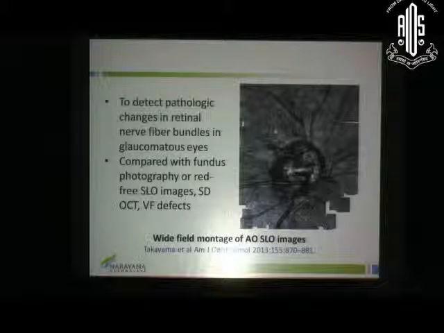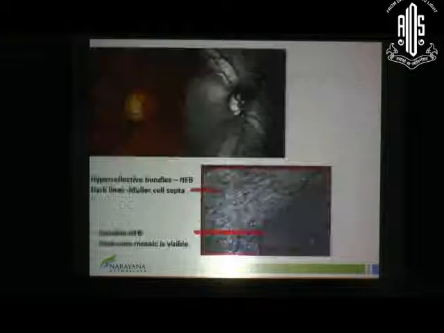Now this is another study by Takayama et al., who tried to detect pathologic changes in the retinal nerve fiber bundles in glaucomatous eyes, and they compared this with fundus photography, the red-free SLO images, the SDOCT, as well as visual field images. So here what we see is a wide field montage of the AO-SLO images. If you see, there are these small squares here. These are the individual AO images that have been stitched using an automated stitching algorithm.